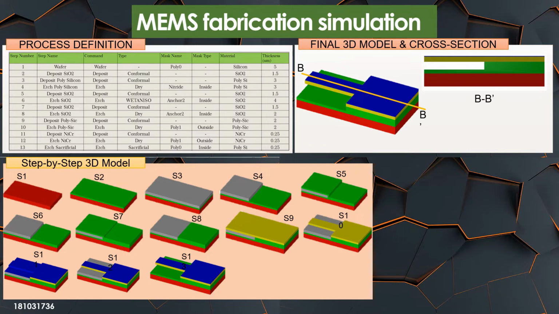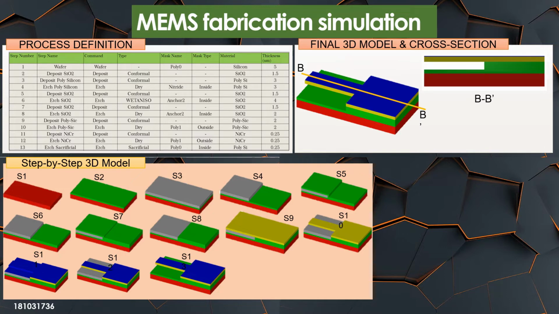Next, we deposit silicon dioxide material. Next, we etch half of the silicon dioxide material, and then we deposit silicon dioxide material. Then we etch half of the silicon dioxide material. Next, we deposit poly-SiC material. Then we etch the poly-SiC material to achieve the cantilever design shape.